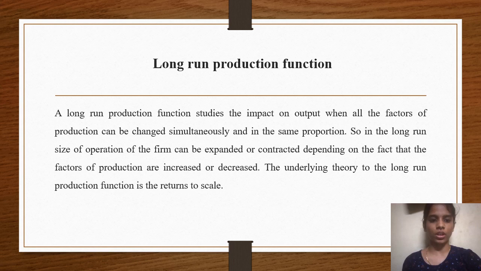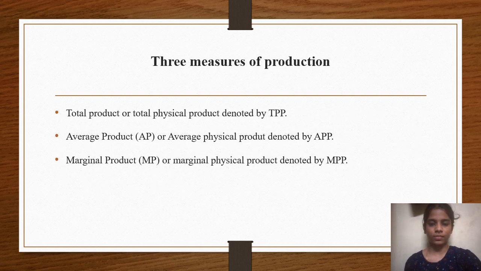Long-run production function. A long-run production function studies the impact on output when all the factors of production can be changed simultaneously and in the same proportion. So in the long run, the size of operation of the firm can be expanded or contracted depending on whether the factors of production are increased or decreased. The underlying theory to the long-run production function is returns to scale. Three measures of production: total product or total physical product denoted by TPP, average product or average physical product denoted by APP, marginal product or marginal physical product denoted by MPP.